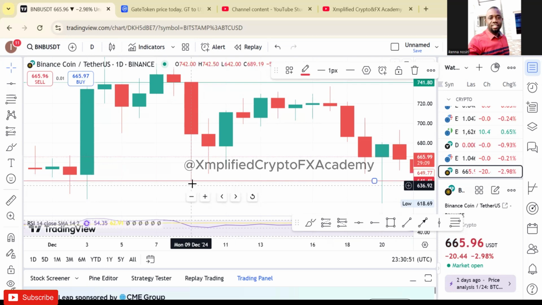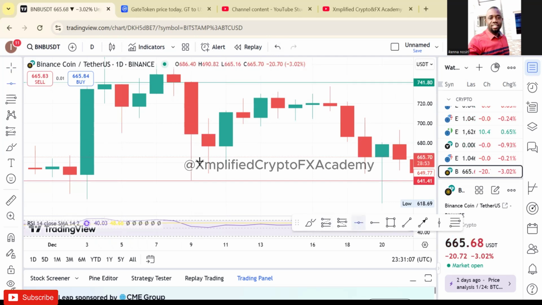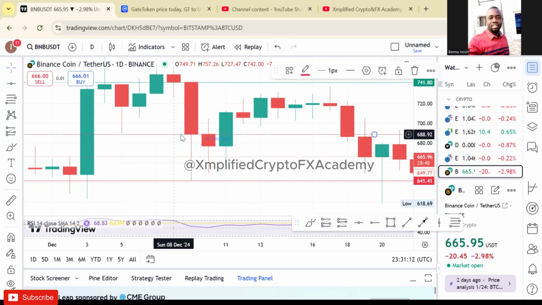Then the buyers said no, the bulls said no. They started buying, buying, buying. So we got to this point. 24 hours elapsed, so this is the closing price of the market. This is the closing price of that particular candle. It opened at 741.80 and closed at 688.92.